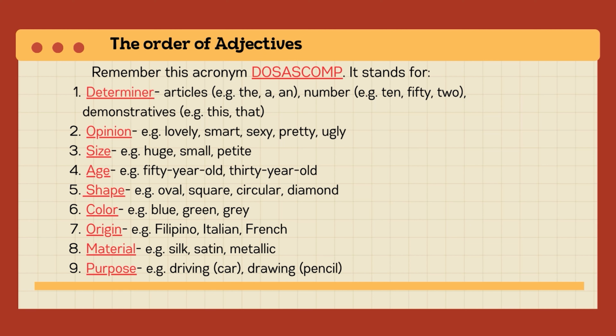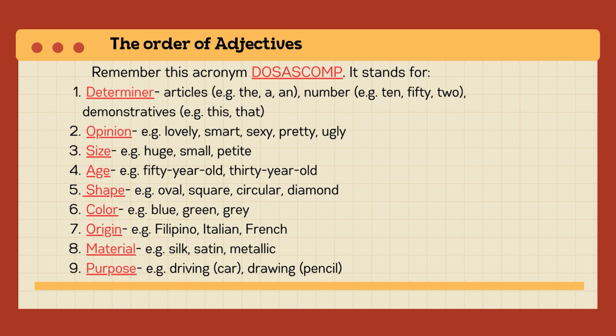Fourth, age. It describes how old or young something is. Example: 50-year-old, 30-year-old. Fifth, shape, to describe the shape of something. Example: oval, square, circular, diamond. Sixth, color. Describes the color of something. Example: blue, green, gray, orange.